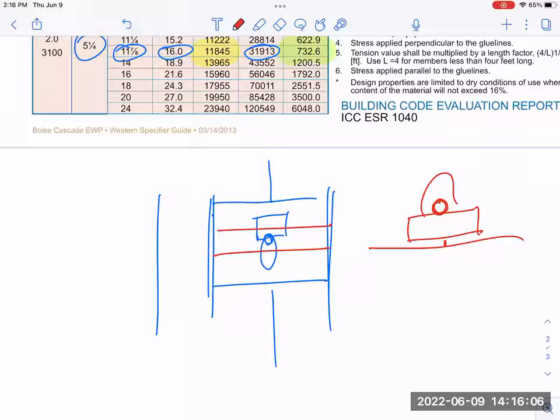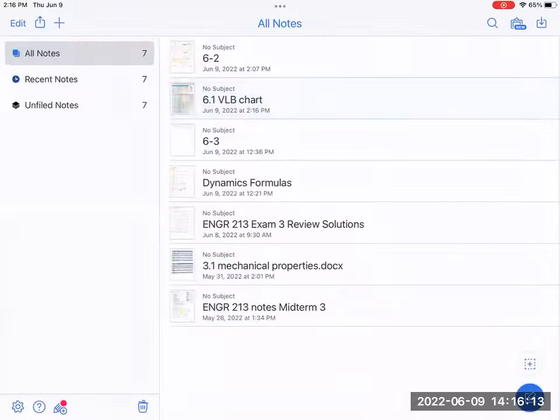That's such a useless piece of information. Right? Yeah, exactly.